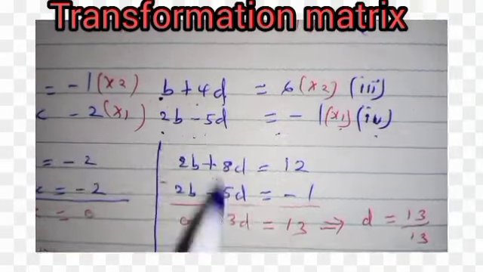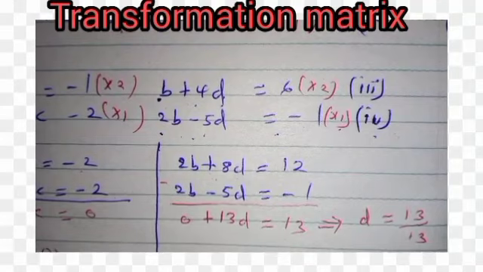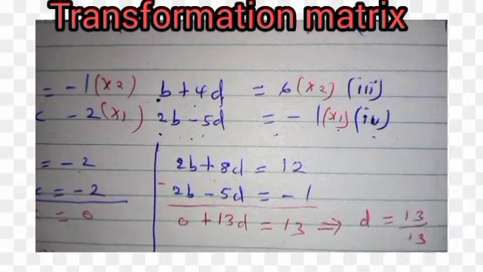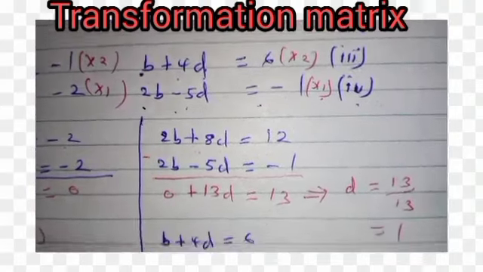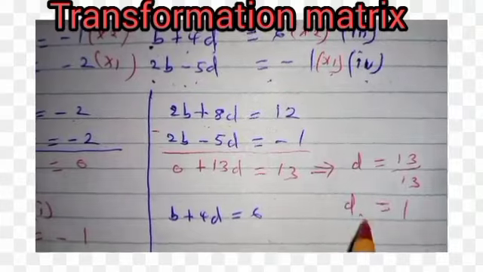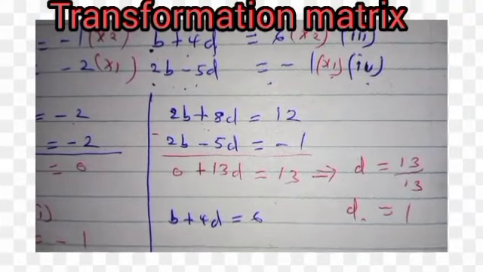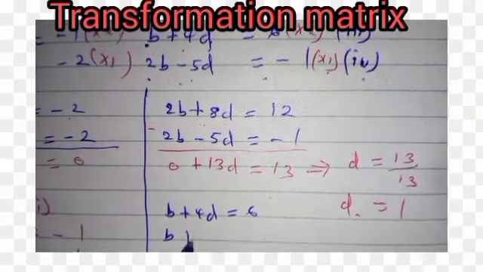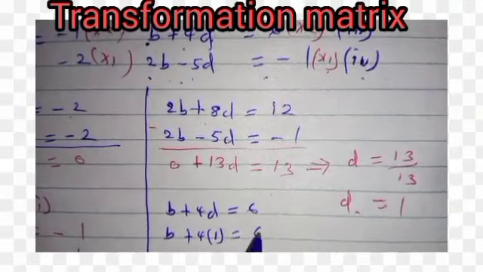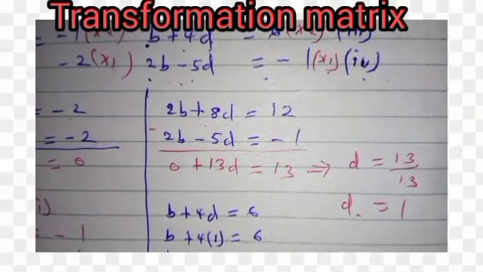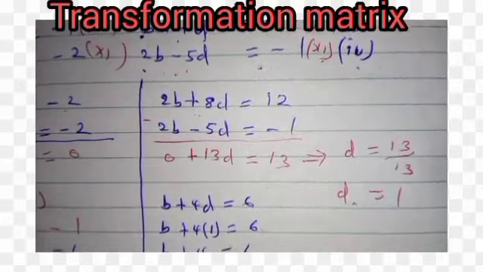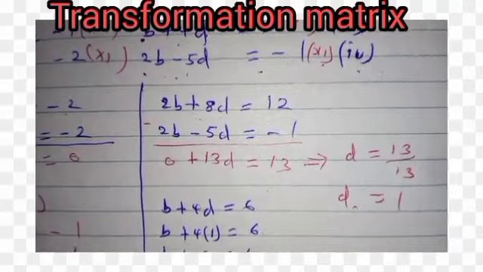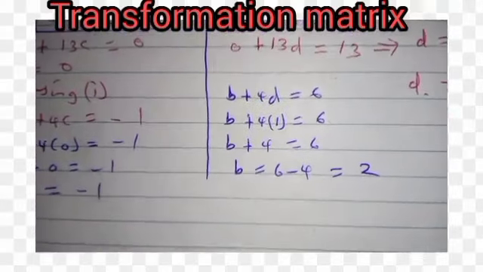Now using equation 3, it is this: b plus 4d is equal to 6. And using the value of d, remember we have obtained it here as d is equal to 1. So using our value of d in this equation, you have b plus 4 into bracket 1 is equal to 6. So b plus 4, 1 times 4 is 4, is equal to 6. Subtracting 4 on both sides, b will be equal to 6 minus 4, which is equal to 2.